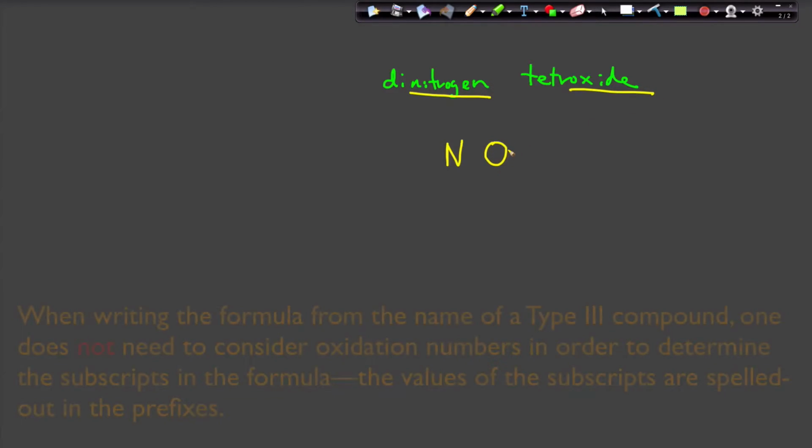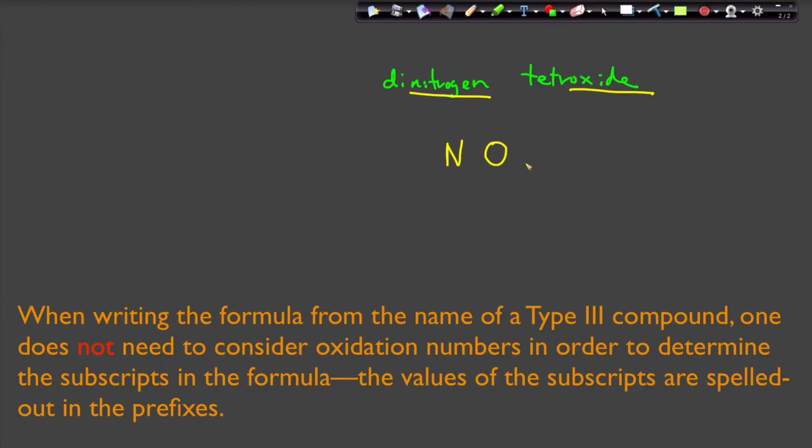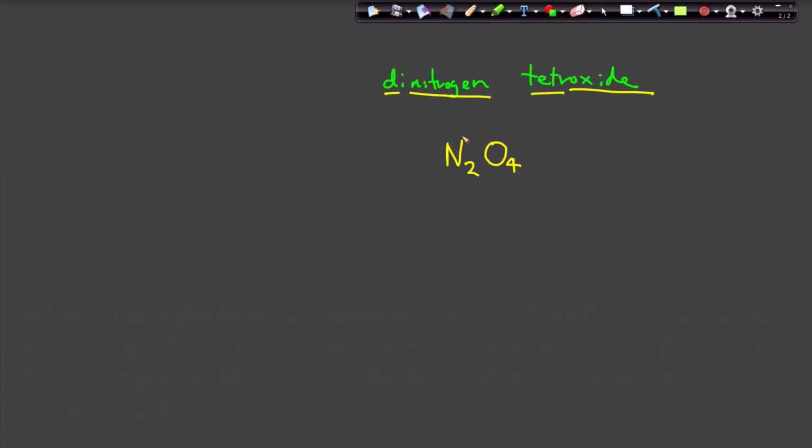And now it's just a matter, of course, of figuring out what the subscripts are. And the subscripts are already declared. I have 2 nitrogens, and I have 4 in tetraoxide. And so there is the formula for dinitrogen tetroxide. And with that, you should be able to go from a name to a formula. And the first video teaches you how to go from a formula to a name.